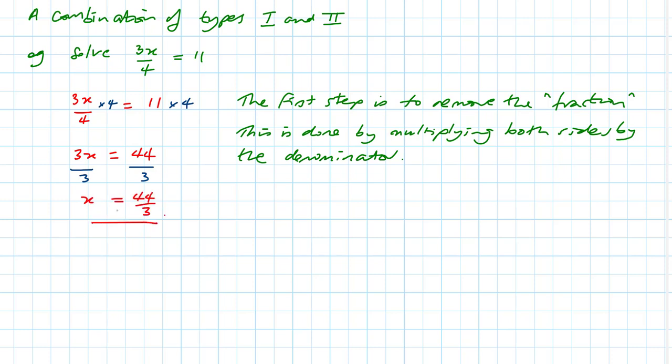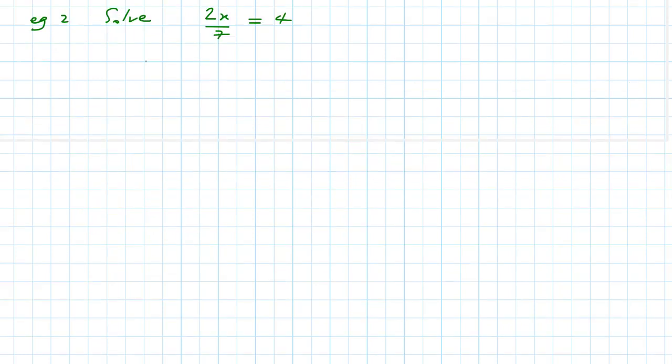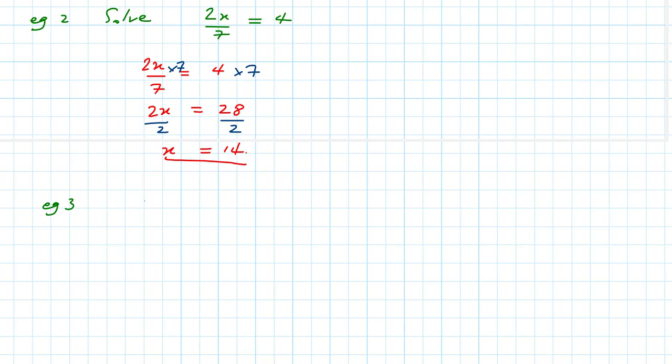An improper fraction, I can't do anything better with that one. Another example. So 2x over 7 is equal to 4. As before, get rid of the fraction. So to do that, we'd multiply both sides by 7. And notice how I'm showing all my workings here. So 2x equals 28. Now I divide both sides by 2, so x equals 14. Whatever I do to one side of the equation, I must do to the other side.